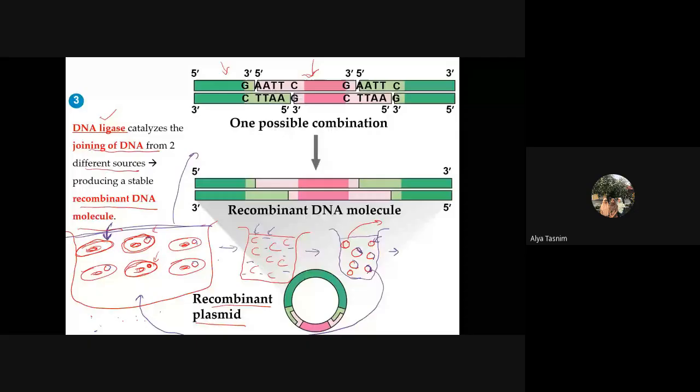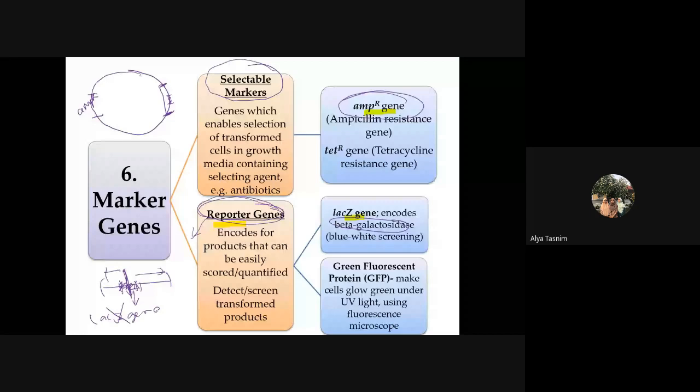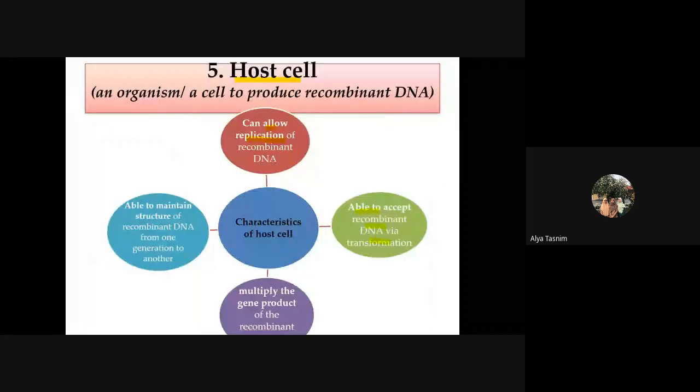Itu kegunaannya, macam mana nak tahu bakteria ambil plasmid ke tak, itu kegunaan marker gene tadi kan. So the marker gene is to screen the bacteria, whether the bacteria has taken plasmid or not, whether the bacteria has taken recombinant plasmid or not. That is the function of the next tool, yang tool yang ke-6 ni, selectable marker ni, is for screening. It is to screen the bacteria.